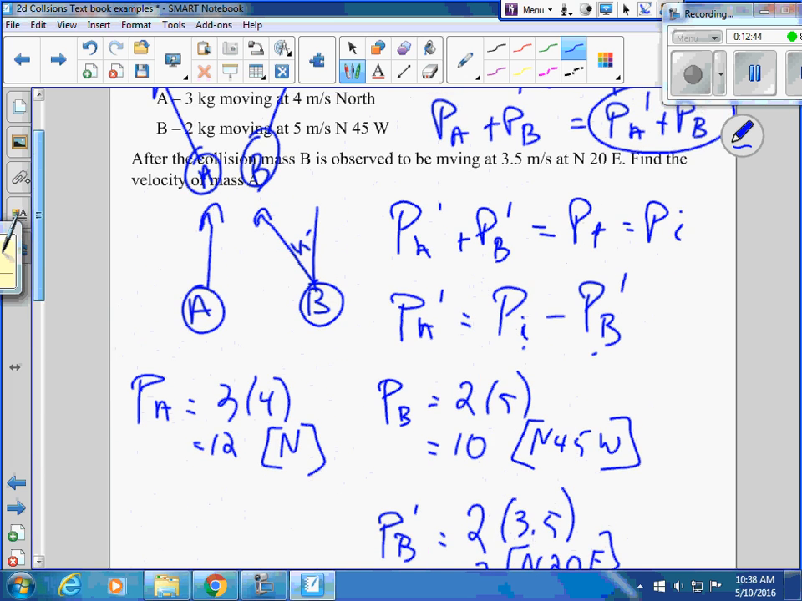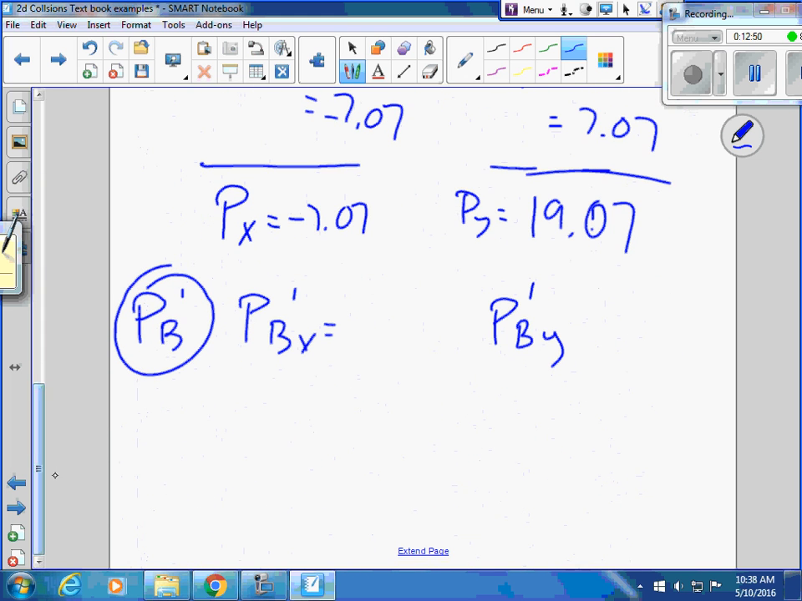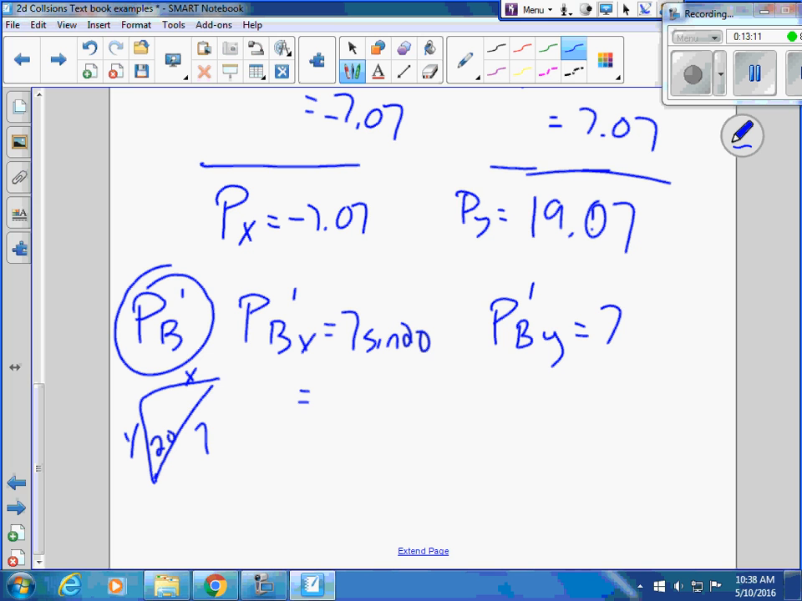Okay, so I got to get my B here. PB prime is 7 north 20 east, right? 7 north 20 east. So that's going to be north 20 east. So there's my X and there's my Y. So PB prime X is going to be 7 opposite sine 20, positive. And PB prime Y is going to be 7 cos 20. Help me out. Am I doing okay? Have I got everyone? Yeah?